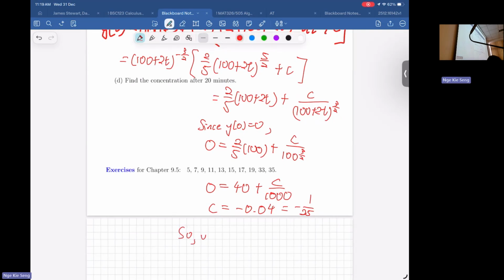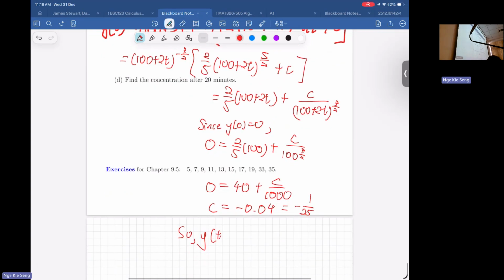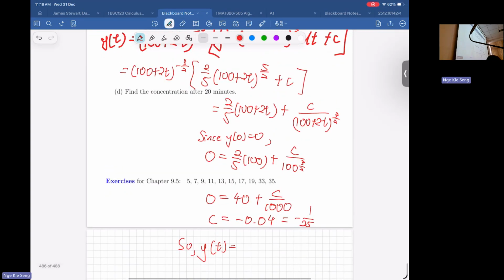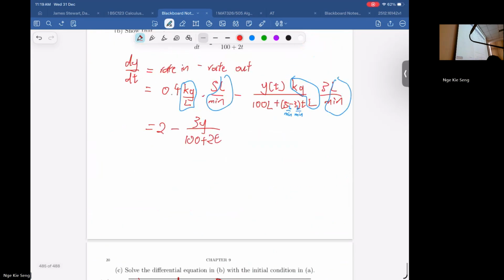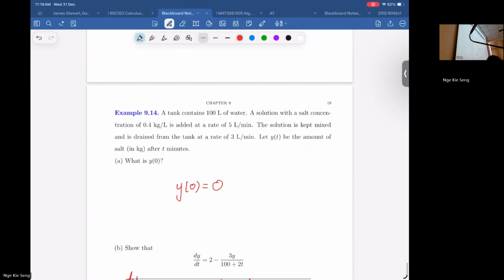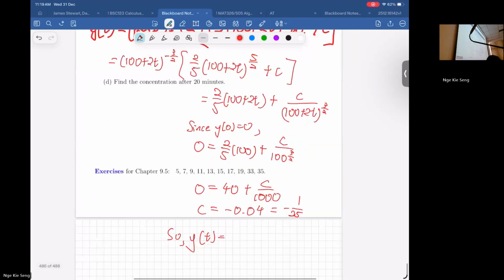Our y(t) would be 2 over 5 times 100 plus 2t, sorry, minus 1 over 25 of 100 plus 2t.